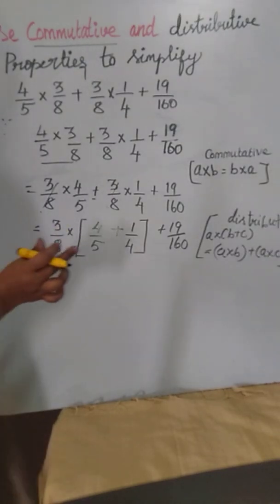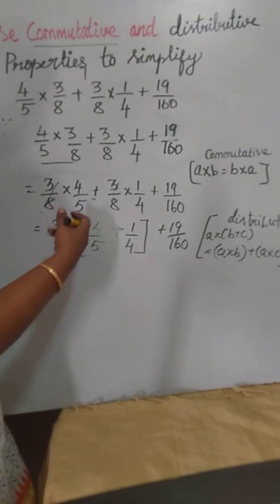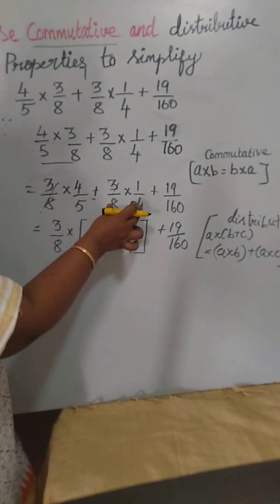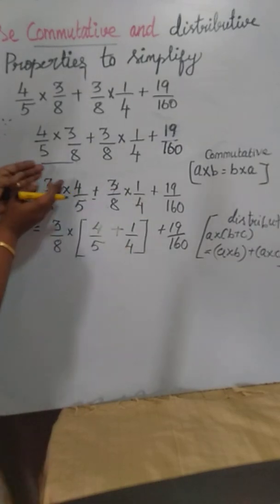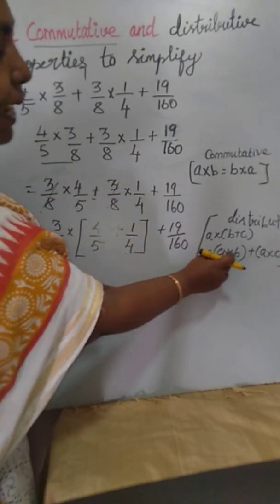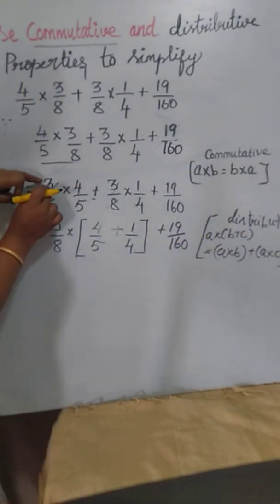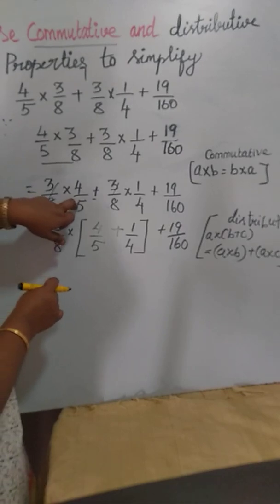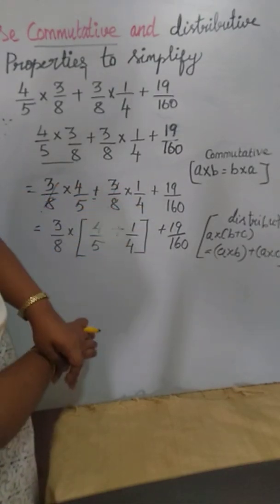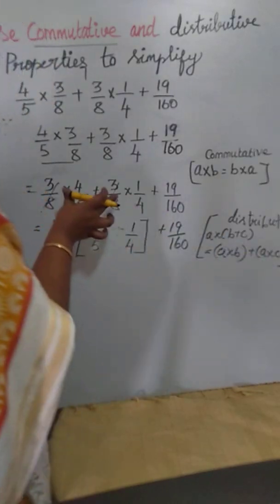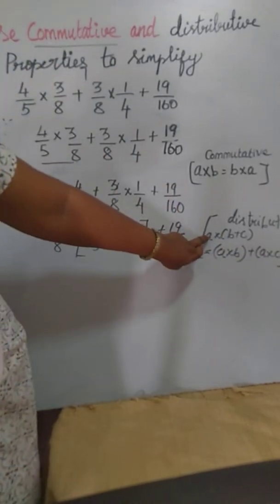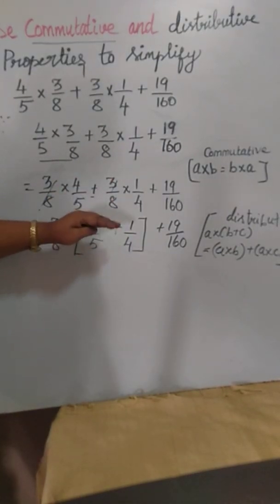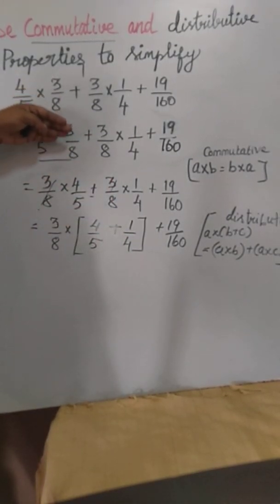Understood? Listen once again, I will teach. Here 3 by 8 into 4 by 5, and here 3 by 8 into 1 by 4. This looks like the distributive property, A into B, A into C. The value of A is 3 by 8, the value of B is 4 by 5, and the value of C is 1 by 4. So here I have to apply A into B plus C. In this place, I apply the distributive property. Here, I apply the commutative property.